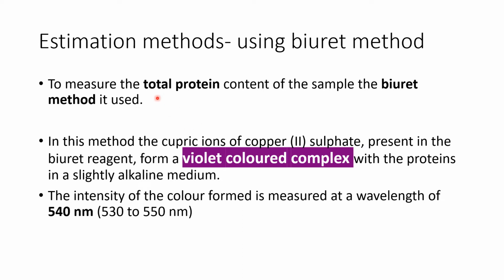Total protein content is obtained by using the biuret method. In this method, the cupric ions of the copper sulfate present in the biuret reagent react with the protein to form a violet colored complex in alkaline medium. The intensity of this violet color is measured at a wavelength of 540 nanometers.